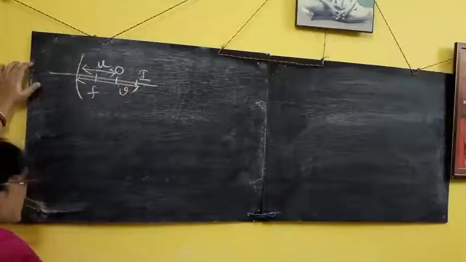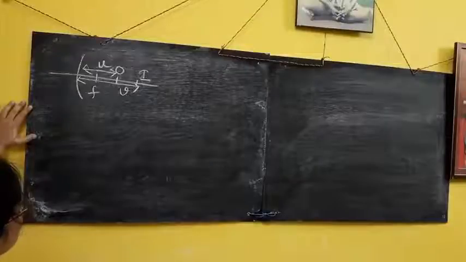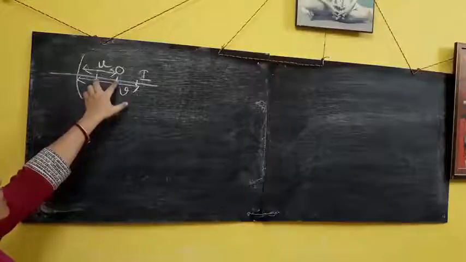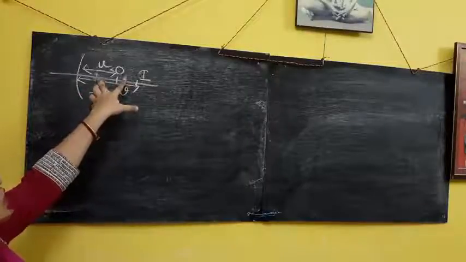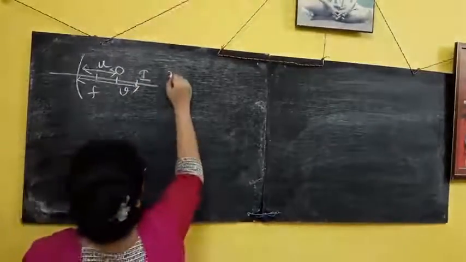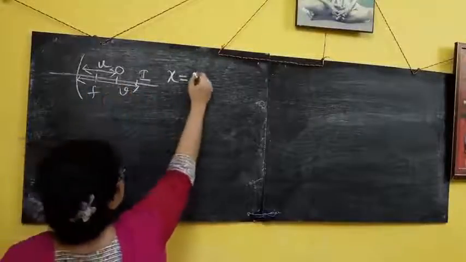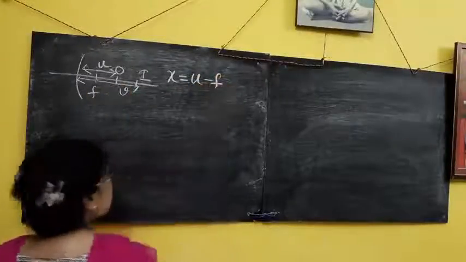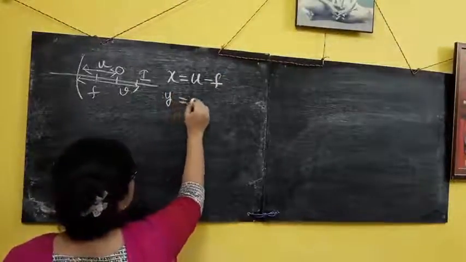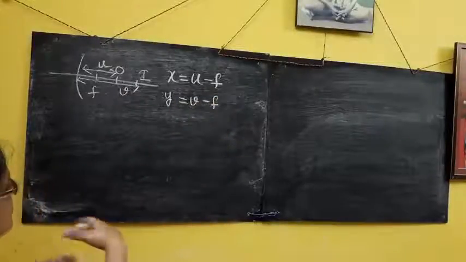No confusion. But in Newton's equation, the object distance I will take from the focal length. Means if this is the object distance, then from this f to the image will be the image distance. So x will be taken as the object distance. Previously it was u, so right now it is u minus f. Clear? The same goes for the image also. Previously it was v, right now v minus f. Clear? Other things are similar.